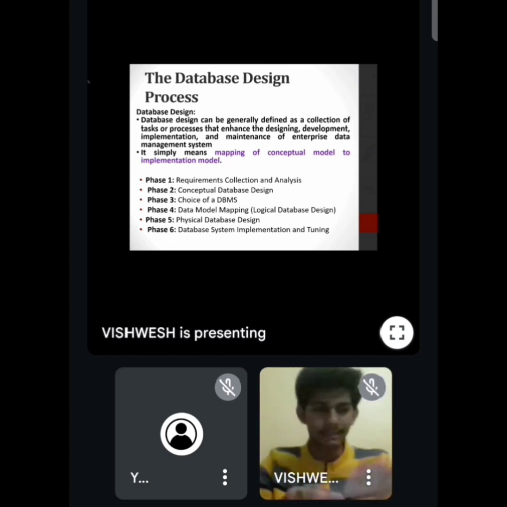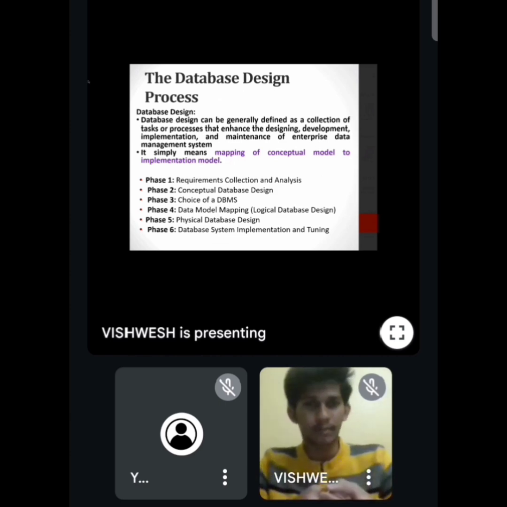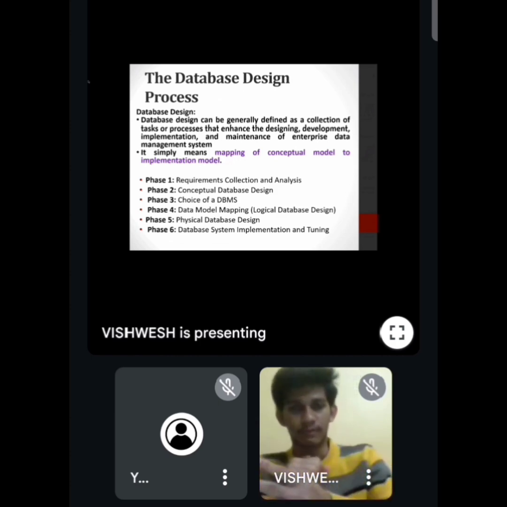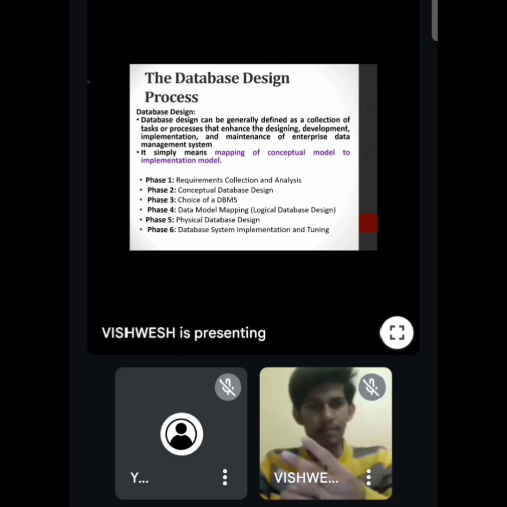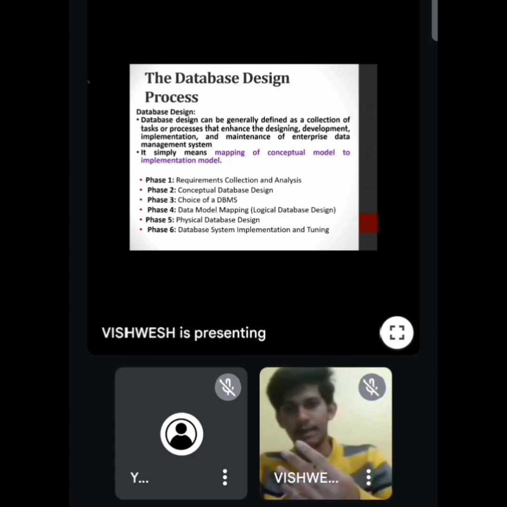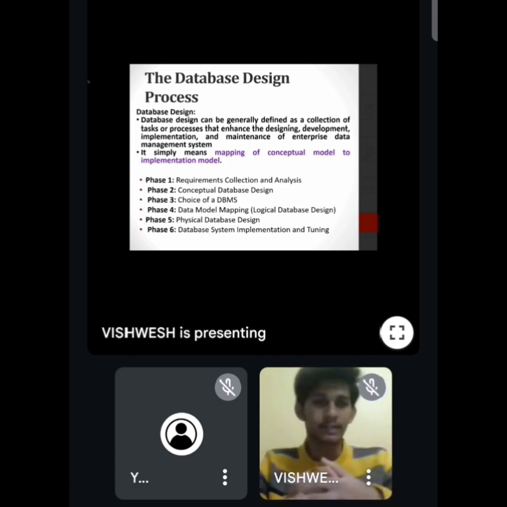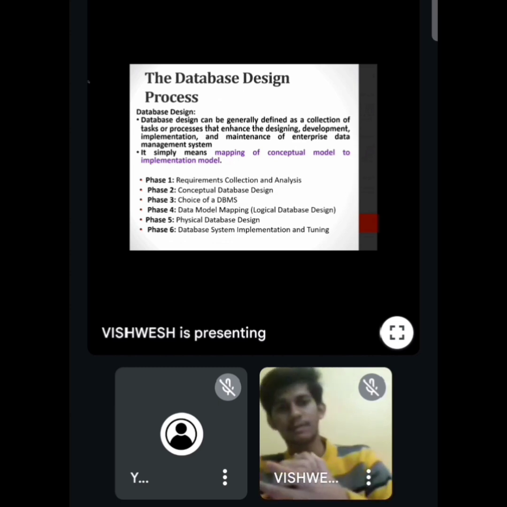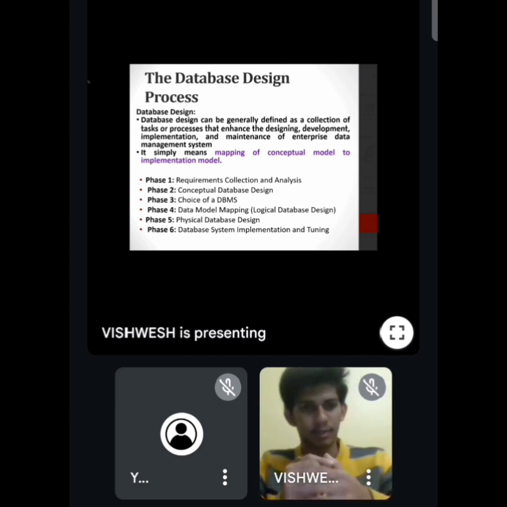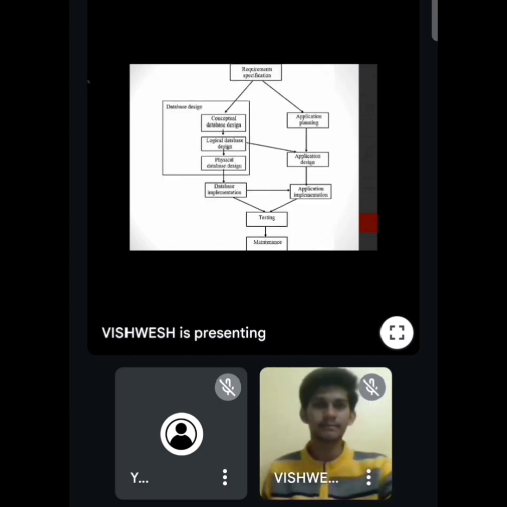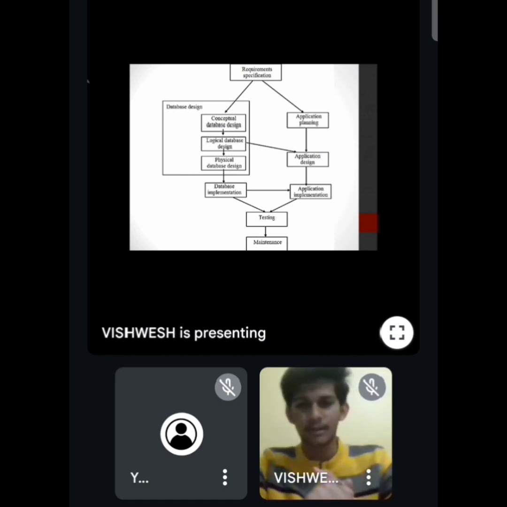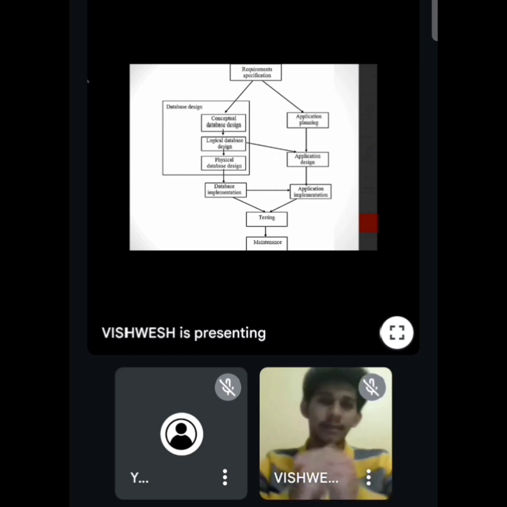It has six phases. First one is requirements collection and analysis. Second one is conceptual database design. Third one is choice of DBMS. Fourth one is data model mapping, also known as logical database design. Fifth one is physical database design, and the last one is database system implementation and tuning. This diagram represents the integration of database design with application development.